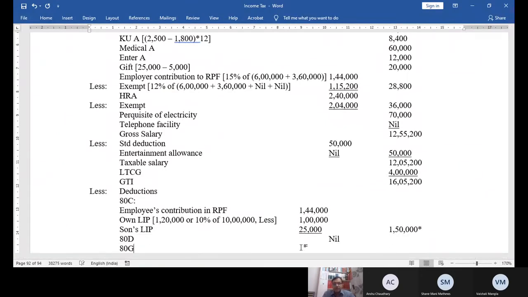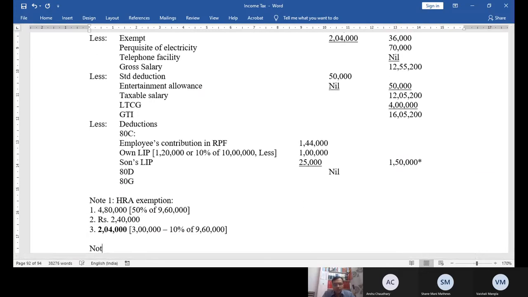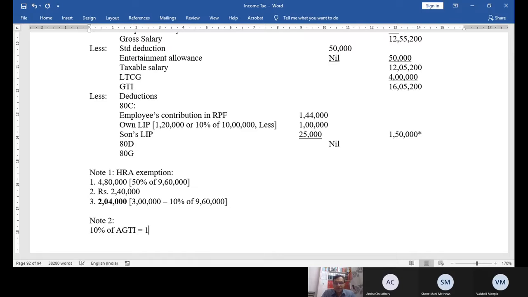And last, 80G. How do you compute 80G? It is very easy. Note 2. Need to first compute my adjusted GTI, then 10% of adjusted GTI. How do I compute it? GTI 16,05,200 minus LTCG, minus STCG under section 111A, which is not given, minus all deductions of section 80C to 80U except 80G, that is only 1,50,000.